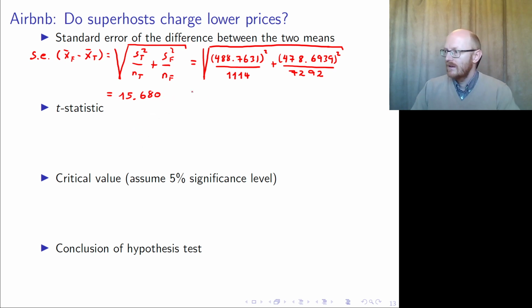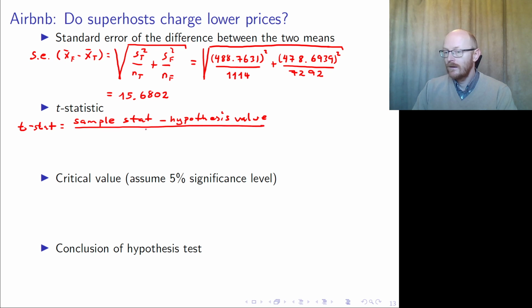Yeah, we can just put 2 where we have 4 decimals here. So now you have the standard error. Now we can find how many standard errors away from 0 your difference is. Okay, so here you calculate the t-stat, and that would be the sample stat minus the hypothesis value divided by the standard error of the sample stat.